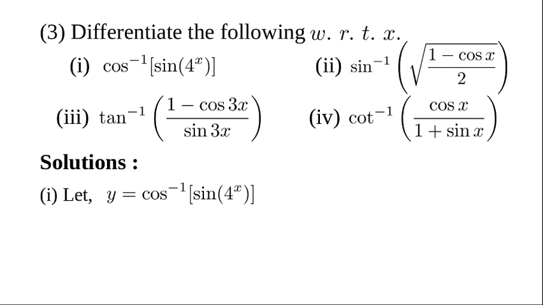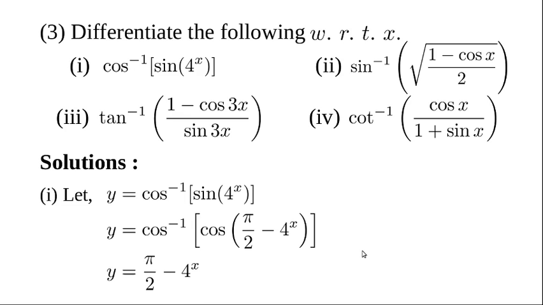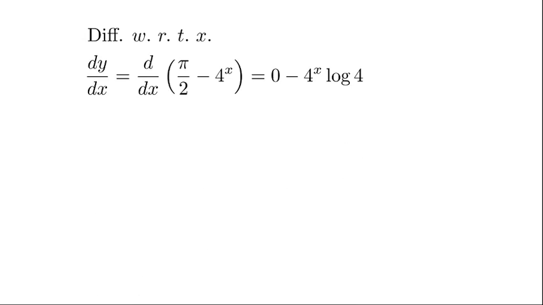First one, y equal to cos inverse of sin 4 raised to x. So cos inverse of sin theta can be written as cos inverse of cos of pi by 2 minus theta. Therefore we get y equal to cos inverse of cos of pi by 2 minus 4 raised to x. Therefore y equal to pi by 2 minus 4 raised to x. So on differentiating this with respect to x, we get dy by dx equal to 0 minus 4 raised to x log 4, because of the derivative of pi by 2, which is a constant function whose derivative is 0. Therefore dy by dx equal to minus 4 raised to x log 4.